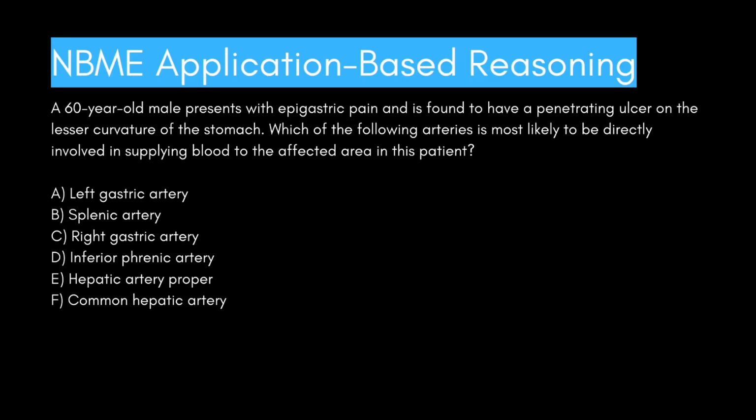Let's take a look at some questions. We have a 60-year-old male who presents with epigastric pain and is found to have a penetrating ulcer on the lesser curvature of the stomach. Which of the following arteries is most likely to be directly involved in supplying blood to the affected area in this patient?